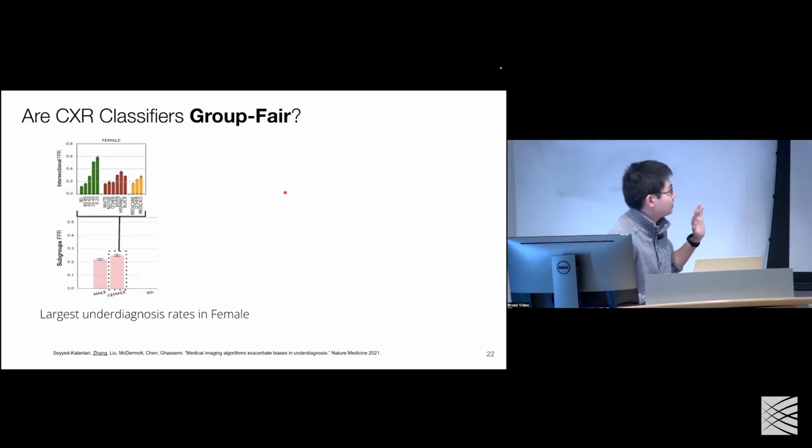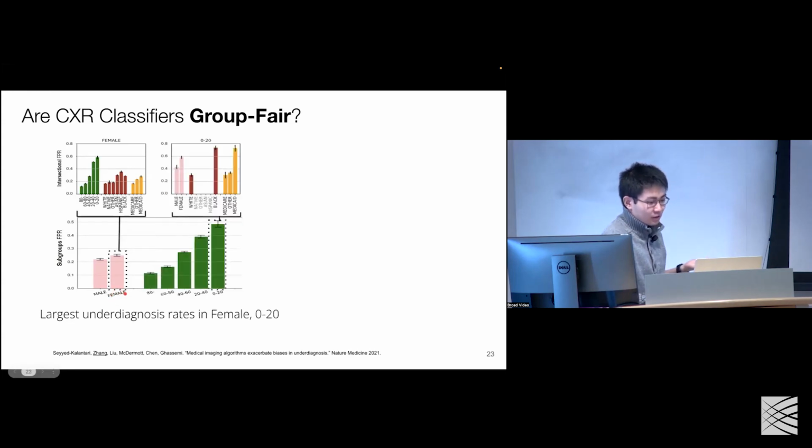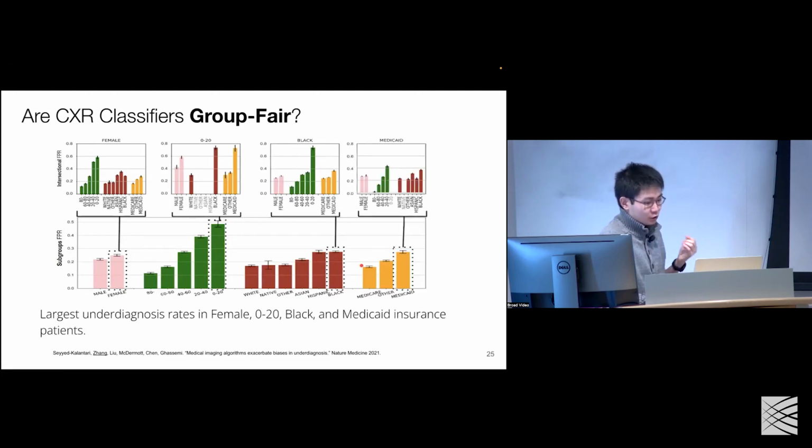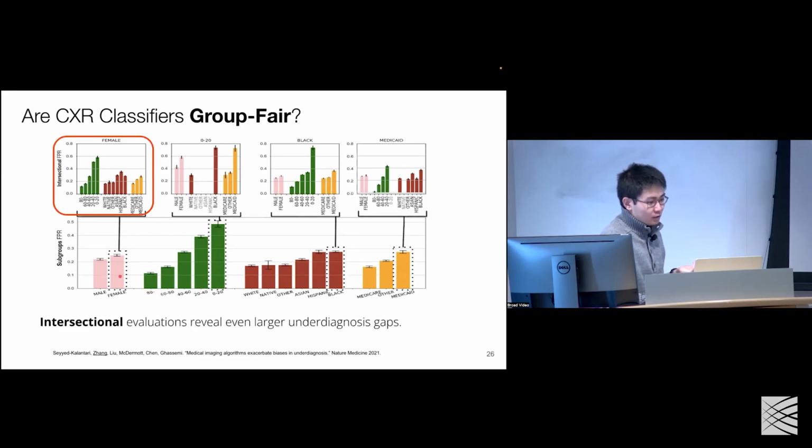Okay, coming back to the question, are these classifiers group fair? Well, in this paper, we looked at the false positive rate, FPR, of each of the groups, and we find that, for example, females have higher false positive rates, along with younger populations, Black and Hispanic patients, as well as those with Medicaid insurance. It's indicated by the higher false positive rate. And if you specify down to a particular intersectional subgroup, for example, Black women, you often see even higher disparities.